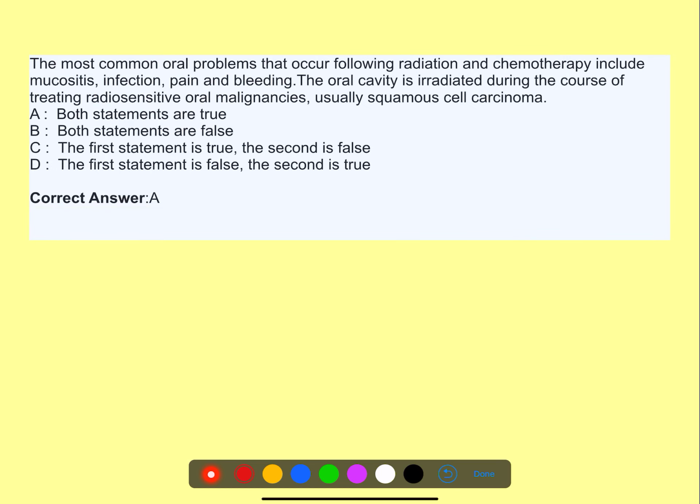The most common oral problems that occur following radiation and chemotherapy include mucositis, infection, pain and bleeding. Yes, because after radiation and chemotherapy there will be pancytopenia, or decreased blood cells, which leads to increased infection, pain and bleeding.